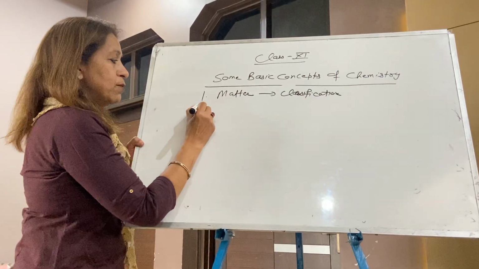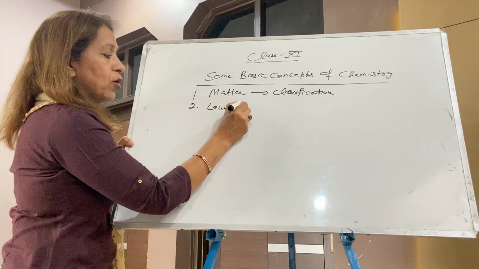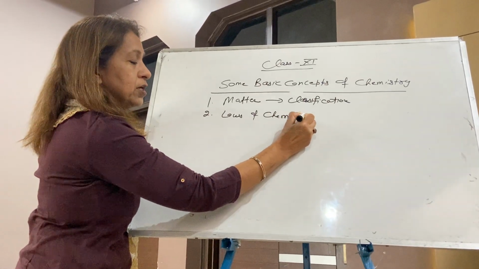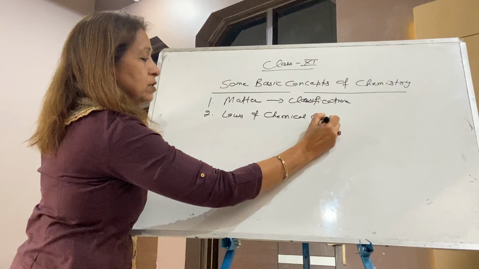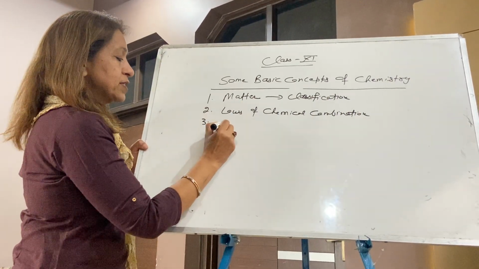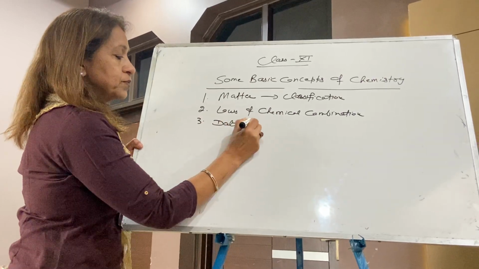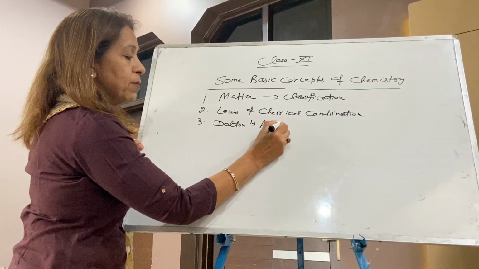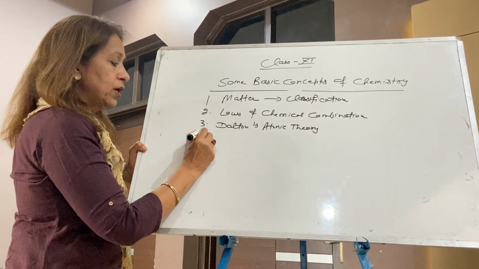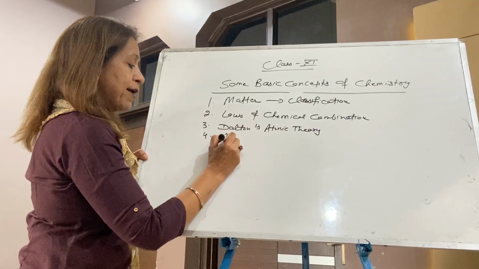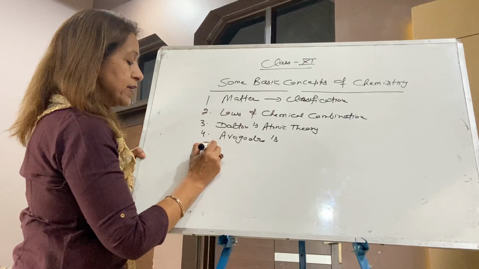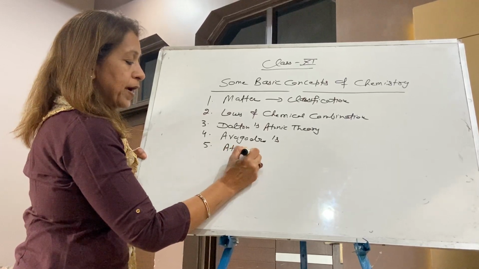Second, we have covered the laws of chemical combination, where there were 4 laws: law of constant proportions, law of conservation of mass, law of multiple proportions, and Gay-Lussac's law. The third topic was Dalton's atomic theory, along with its limitations and the modern theory. The fourth topic we covered is Avogadro's hypothesis, and the fifth was atomic mass and molecular mass.